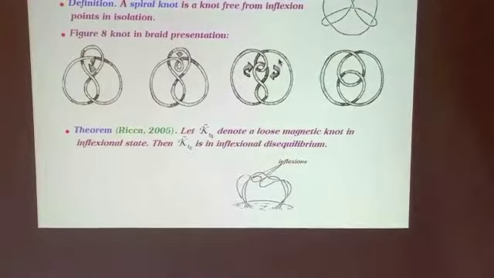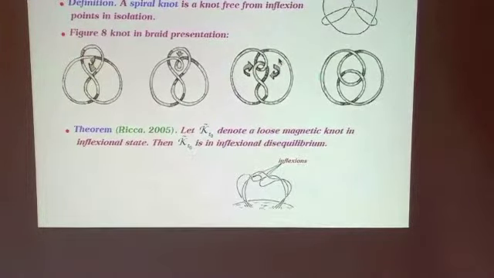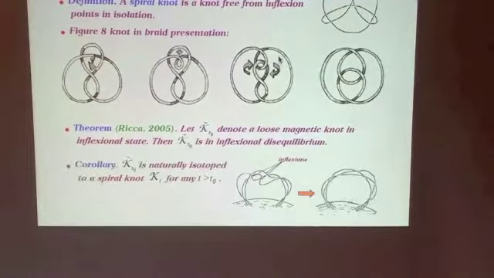The work I did on inflectional states shows that a loose, not a tight, configuration, but a loose magnetic knot in an inflectional state, will get rid of inflections and is in actual fact in disequilibrium. It will get rid of inflections to evolve to an inflection-free knot. So as a corollary, we can see that inflectional knots are naturally isotopic to spiral knots and braids.